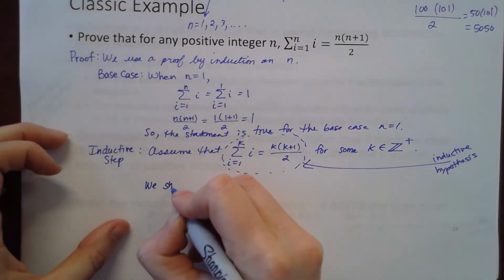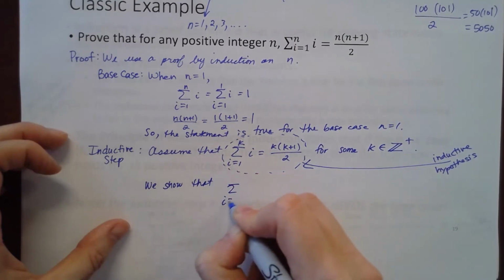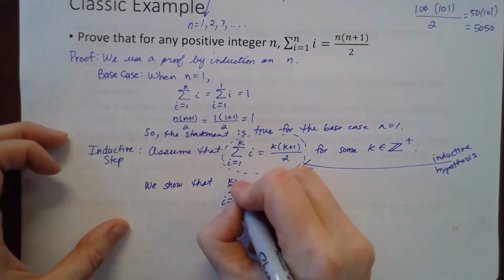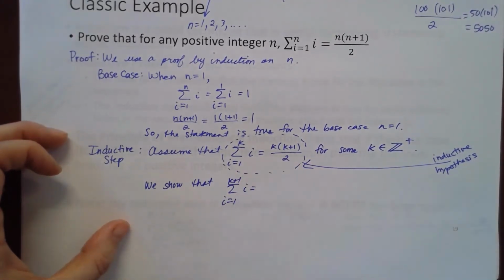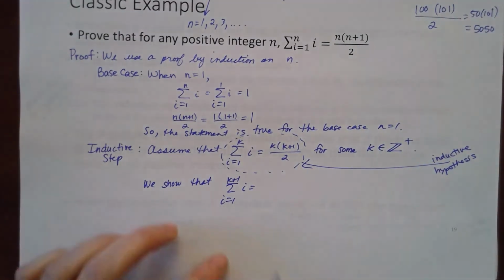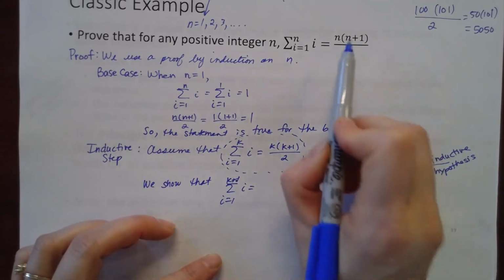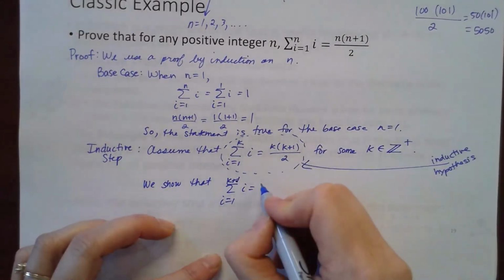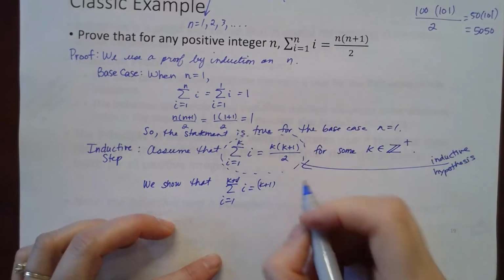We show that when we do this sum starting at 1 and ending at k plus 1 instead of k, the next index after k, then the formula is still going to work. Our upper bound is now k plus 1, so we put k plus 1 in for n, and k plus 1 in for n there.